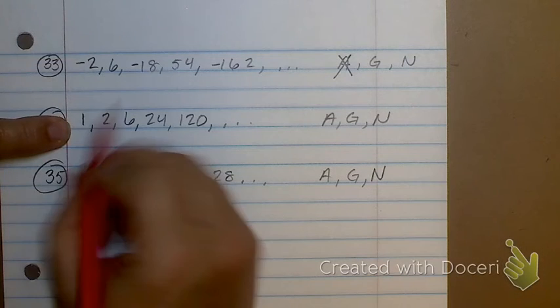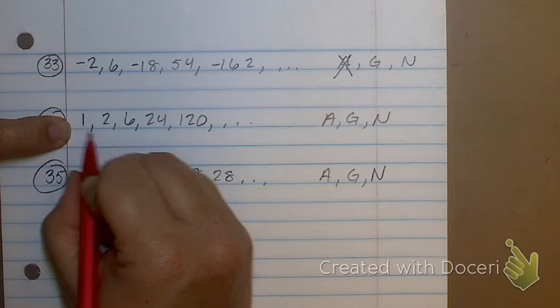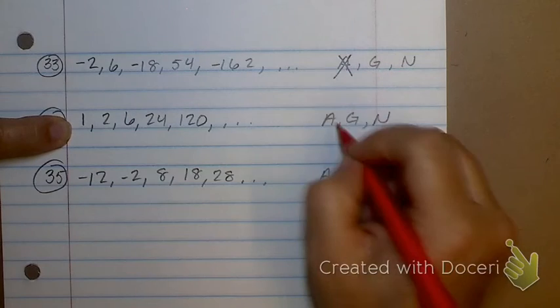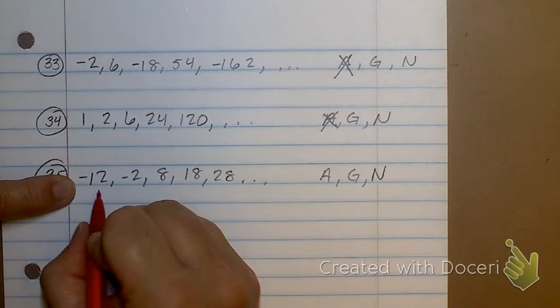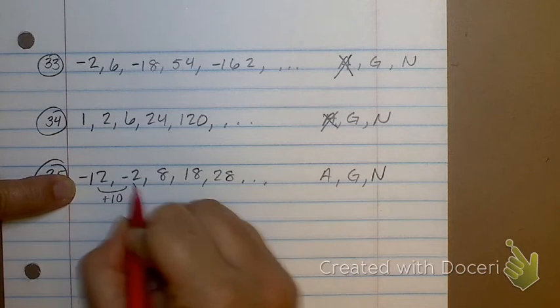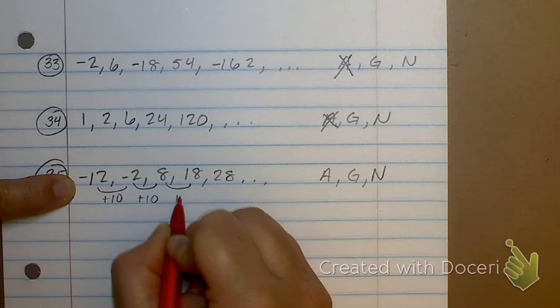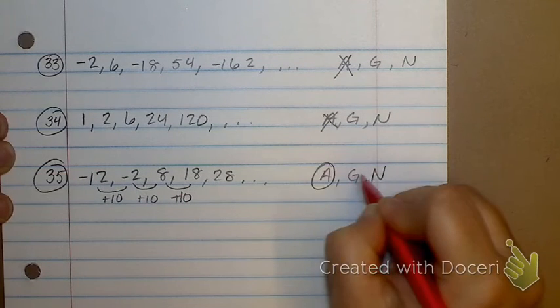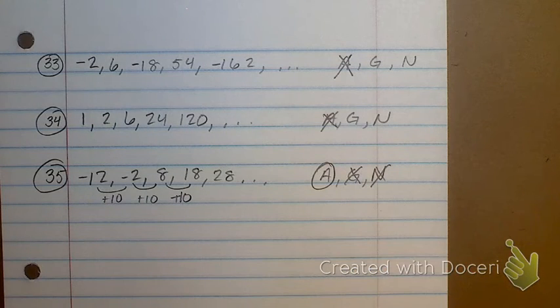Is this one arithmetic? Are they adding the same thing each time? No. Plus 1, plus 4, not arithmetic. What about this one? Plus 10, plus 10, plus 10. This one is arithmetic, which means it's not either of those two.